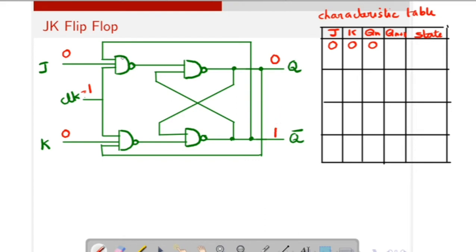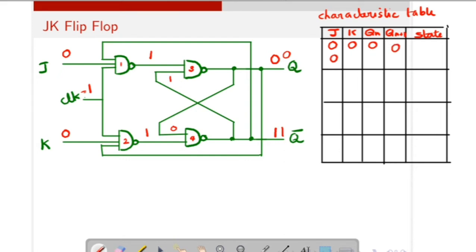So this is the first NAND gate, second NAND gate, third NAND gate, fourth NAND gate, right? For the first and second NAND gate, one of the inputs is 0, so output is equal to 1. For the fourth NAND gate, one of the inputs is 0, so output is equal to 1. For the third NAND gate, this is feedback here, so both inputs are 1, so output is equal to 0. That means when J is equal to 0, K is equal to 0, and present state is equal to 0, Qn plus 1 is 0.